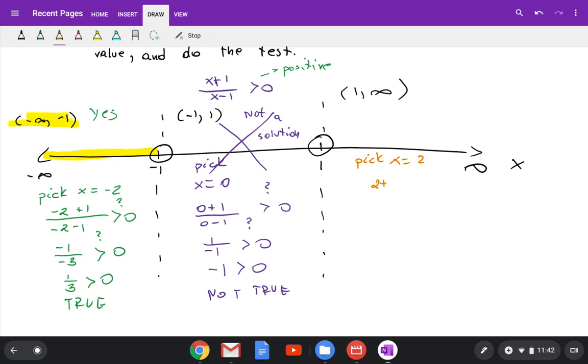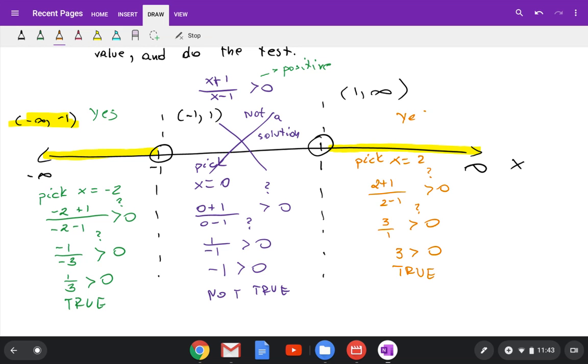So I have 2 plus 1 over 2 minus 1, and I'm checking if that will give me positive. So we're getting 3 over 1. Check if that's greater than 0. 3 is greater than 0. That's definitely true. Okay, since this is true, that means the interval from 1 to positive infinity is the solution.